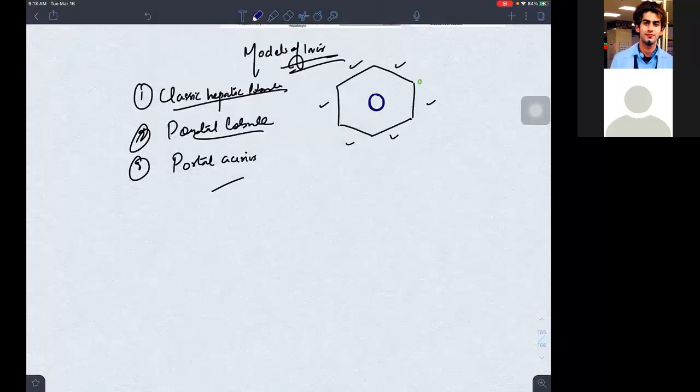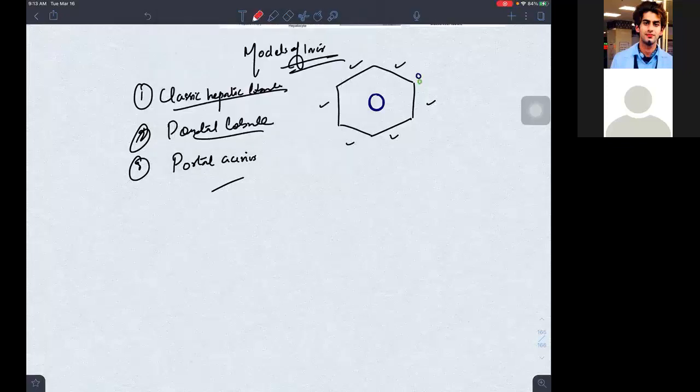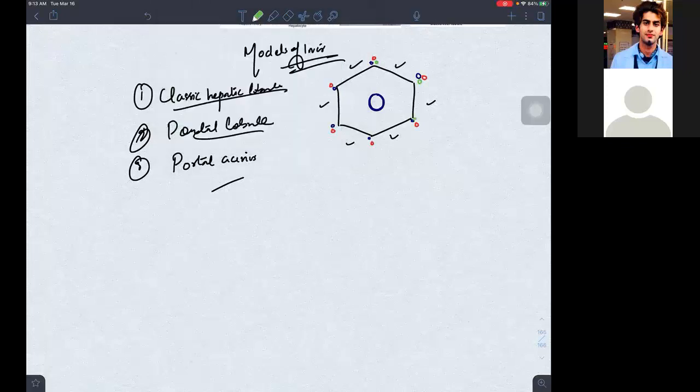What else should I make? I should make a portal vein. What else should I make? I should make a hepatic artery. Same concept. I'm drawing it in a rough way, but I hope you understand the concept. Which color do I have to take? Green. Yeah. So green, green, green. Can we understand? So is everything making sense? Everything should make sense.